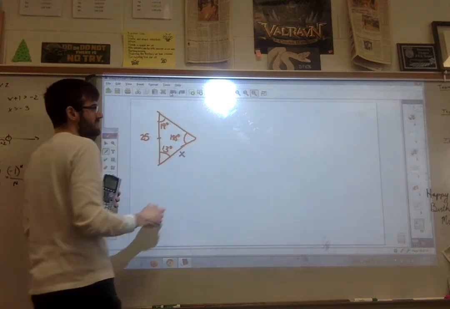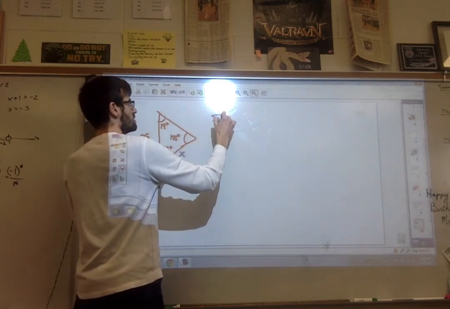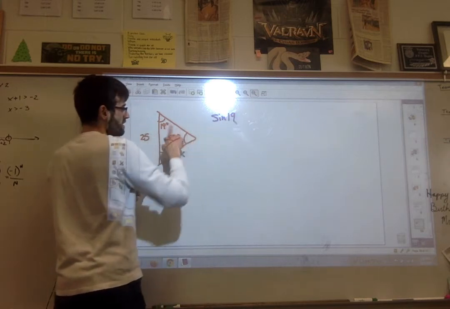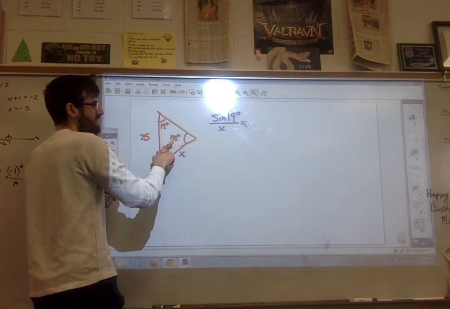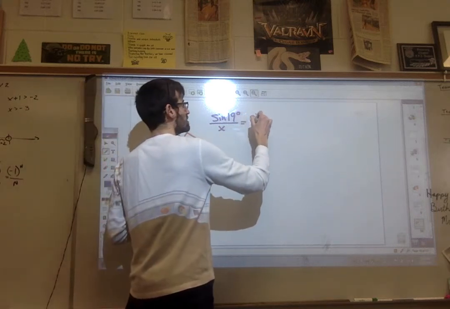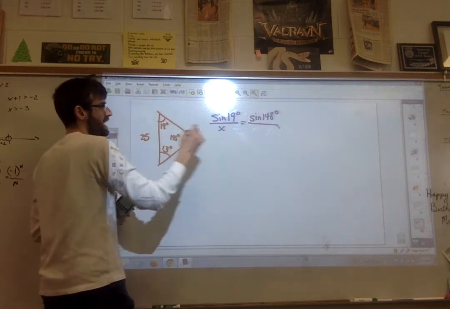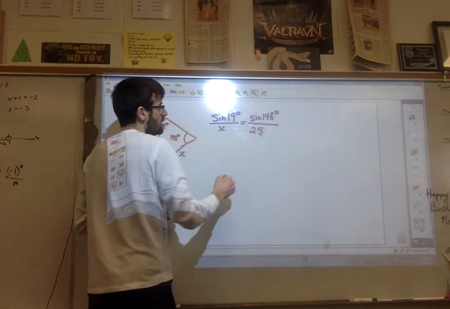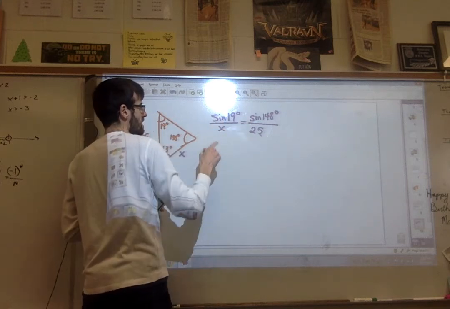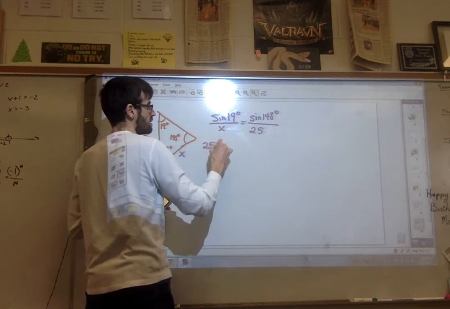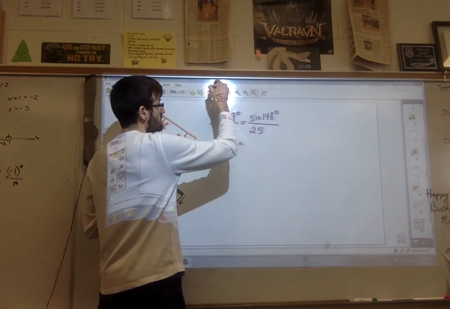So the first thing I'm going to do is I'm going to set up a law of sines. I'm going to say that the sine of 19 over x is going to equal the sine of 148 over 25. When I multiply and solve for x, I'm going to have 25 sine of 19 equals x sine of 148.